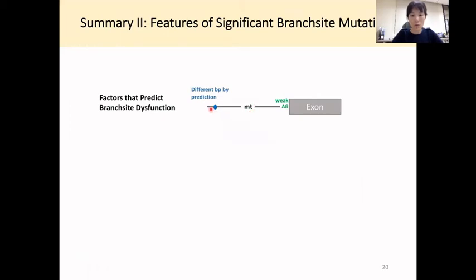And if the wild type and mutant allele have a different branch point prediction, then it's also likely to affect splicing. If it's a G mutation, if it's close to the 3' splice site, if it's a branch point 0A mutation with high conservation, it's likely to promote branch site dysfunction.